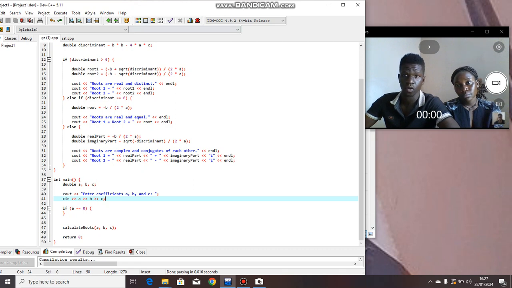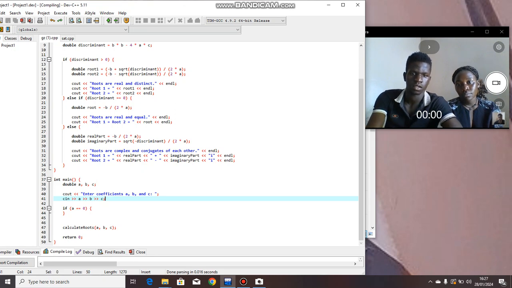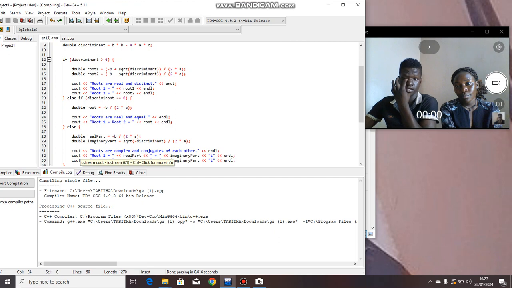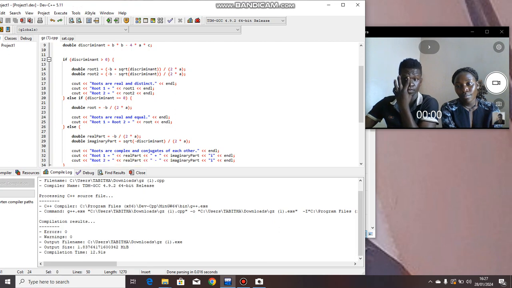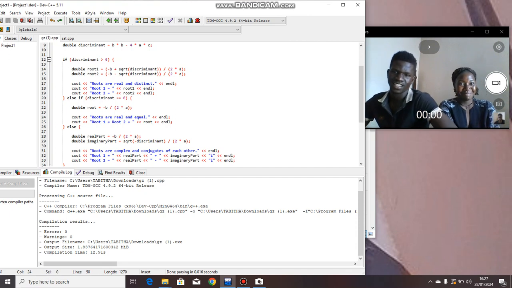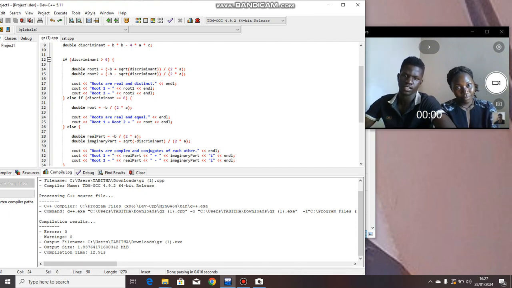If I try to compile this, let's give it some time. These things are not for rushing. As you can see, it's telling us error 0 and warning 0, which means we are safe to go. Our program is correct.